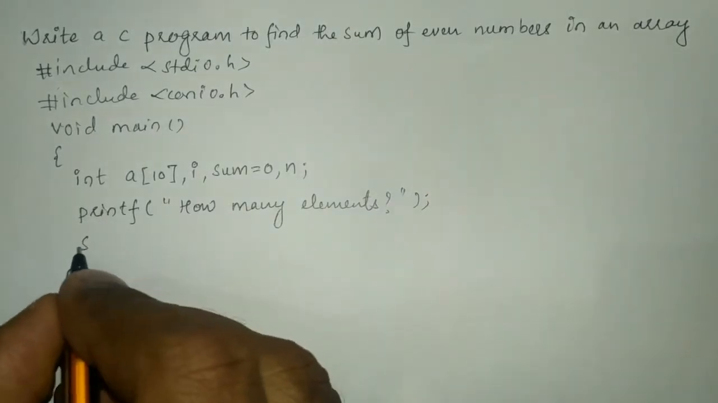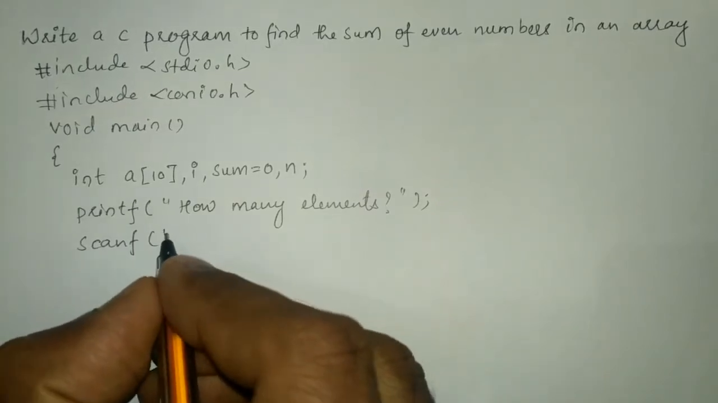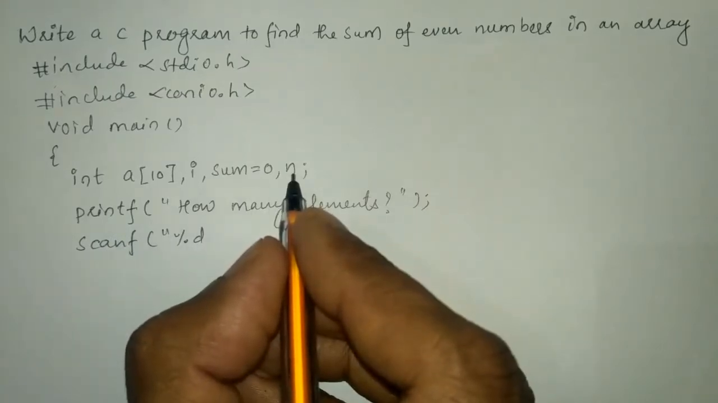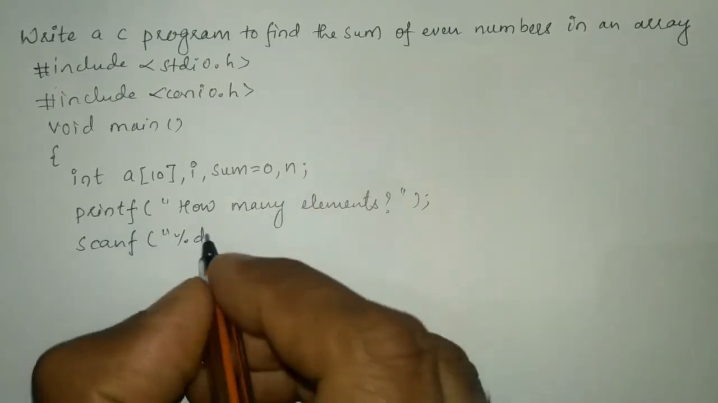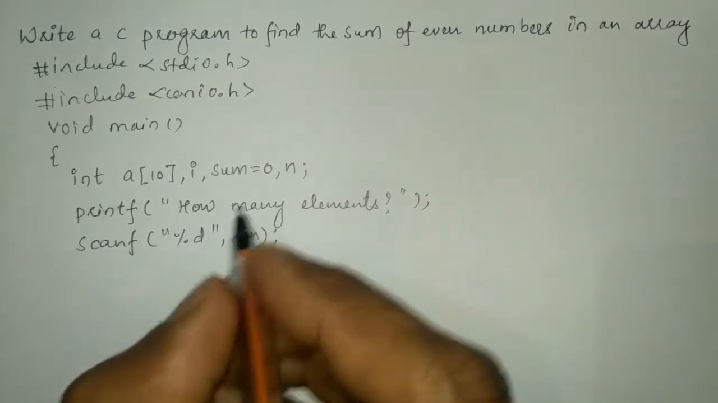Now I am going to receive the value from the user using scanf function. Here I am going to write %d format specifier, and we will take this variable n. So in the double quotation mark put comma ampersand of n and put semicolon.